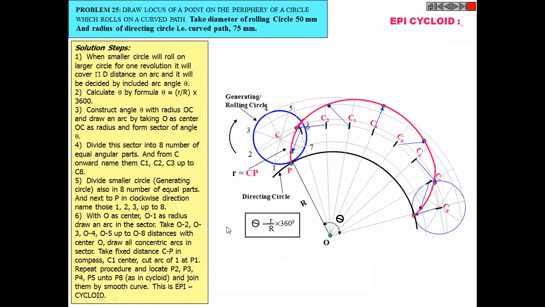Sir, can I repeat, sir? Generating rolling circle, sir. Sorry, I am not understanding. Sir, generating roller circle, sir.